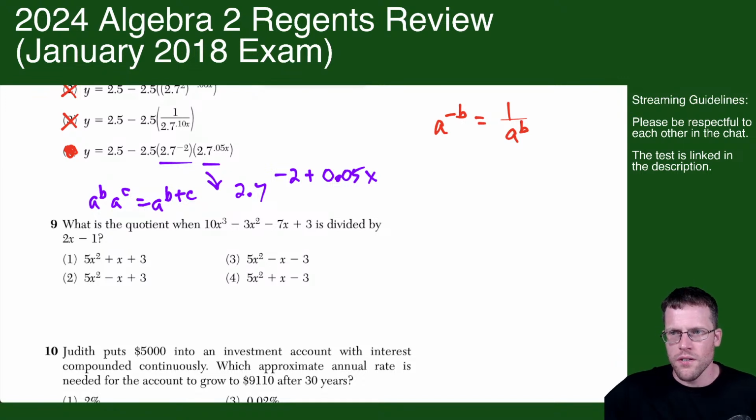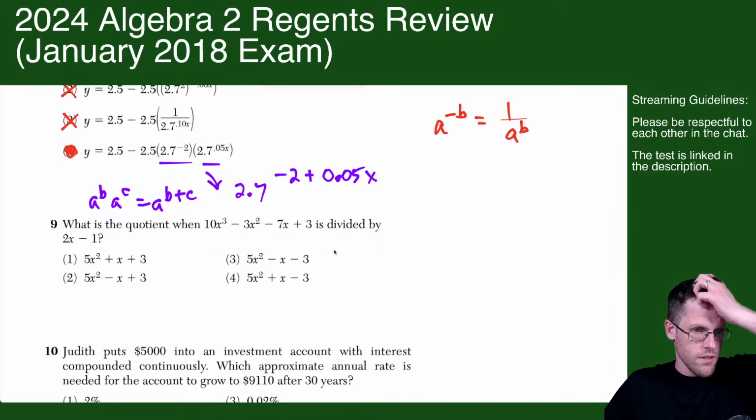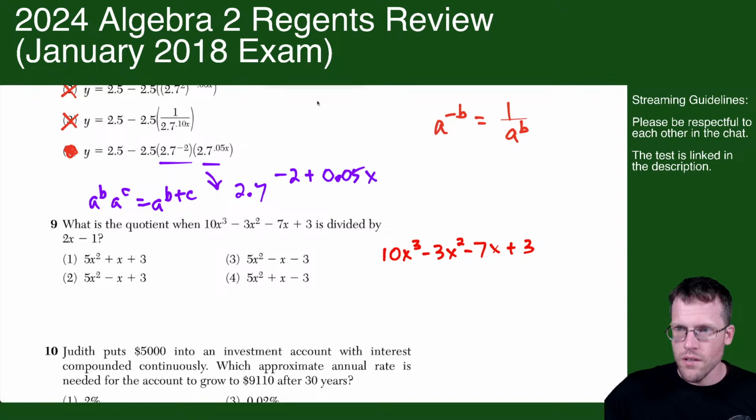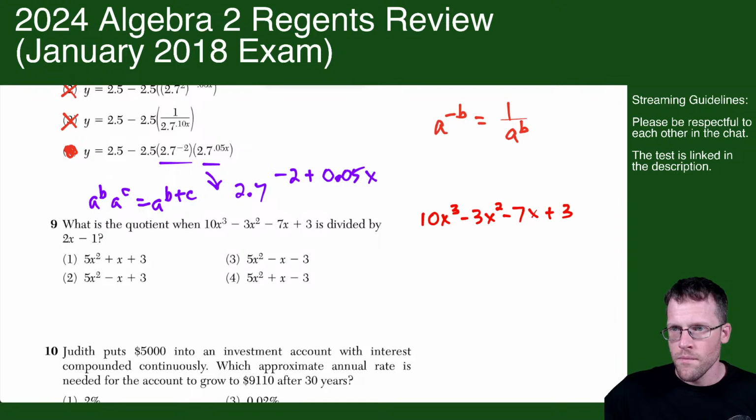Okay, this one here, I would do polynomial division. I like polynomial division because sometimes synthetic division fails. And if you're kind of fuzzy on when it fails and when it doesn't fail, then yeah. Oh, hello to everybody. So I'm going to keep rolling here. So 10x to the third minus 3x squared minus 7x plus 3. And let me move this over. Okay, and I'm dividing by 2x minus 1.